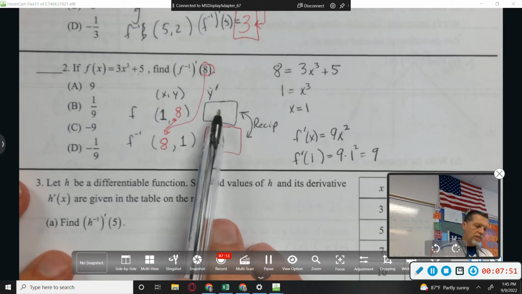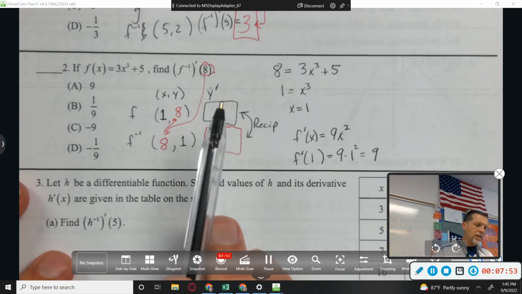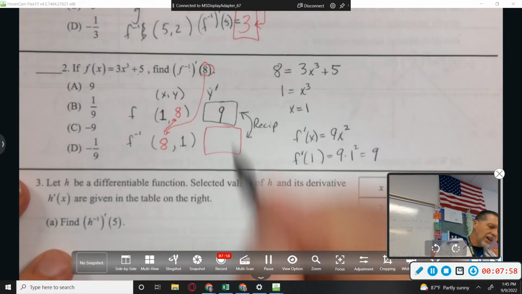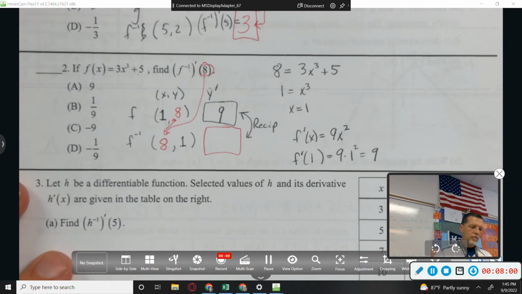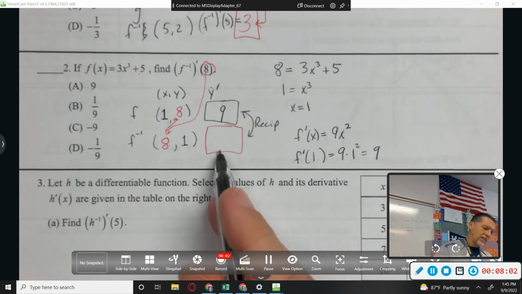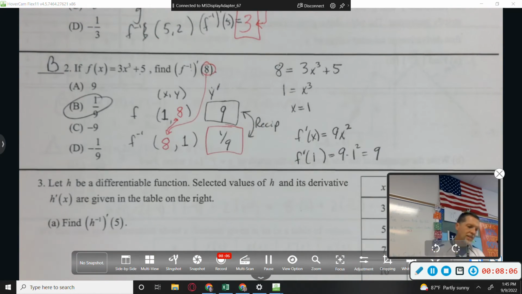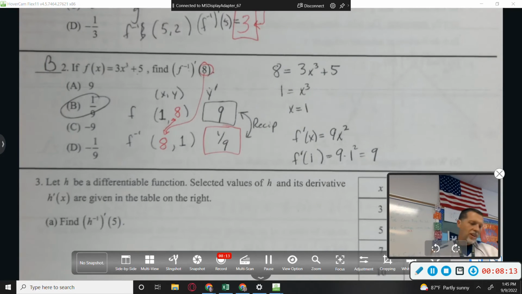Is that going in this top box or the bottom box? The top box, because that's the derivative of the original at 1, is 9. So my answer is 9. I think the table is helpful. It keeps the thing straight.